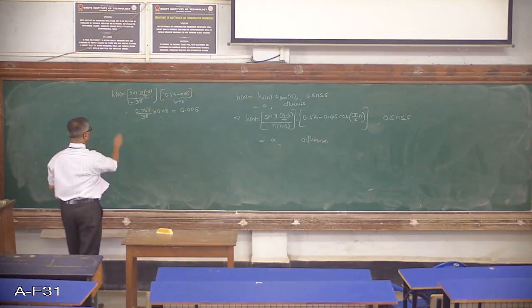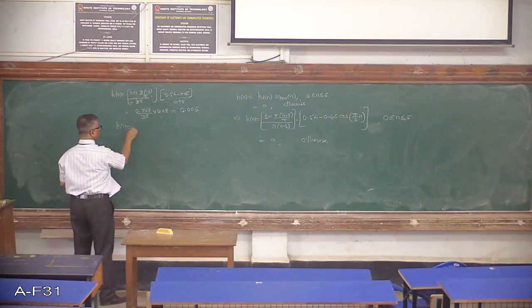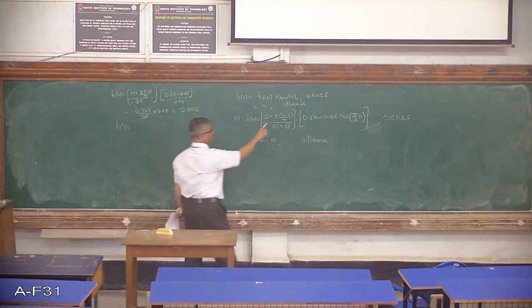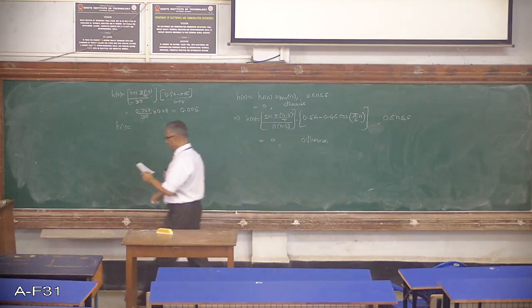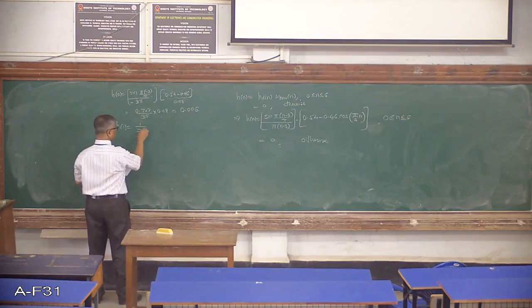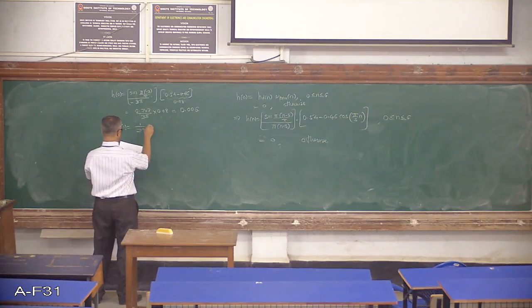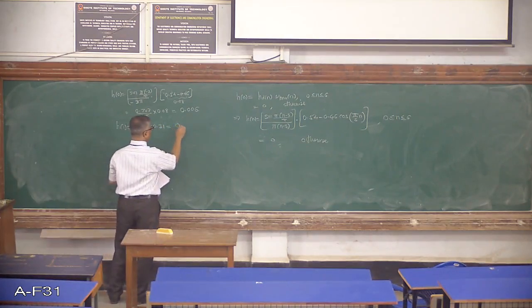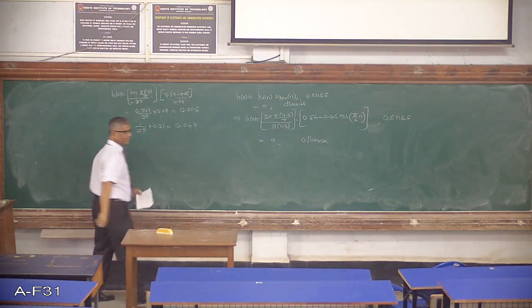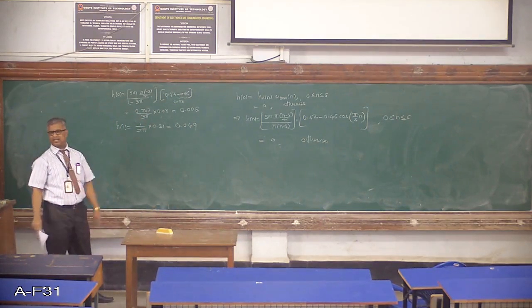Similarly, we have to proceed with the remaining values now. H of 1. Put n is equal to 1 here. Find out this value. I'll directly write here. It is 1 upon 2 pi into 0.31, and this value will be 0.049. Directly writing. You check the answer with the calculator.